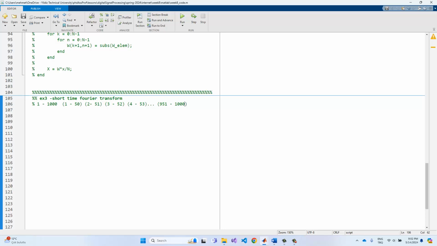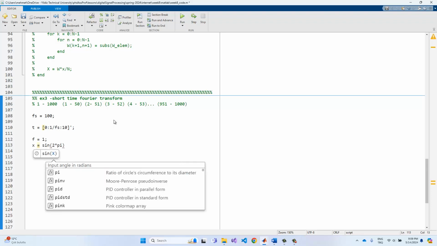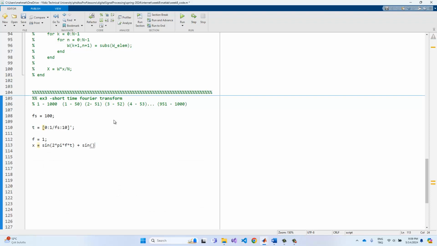But how can we do that? We need to give some basic pattern for this algorithm in here, and so this window must also be created in here, just like this one. So as always we do fs equals 100 and t, for example, 0 to 1 divided by fs, and 10. Okay, and f is equal to 1, and x is sin 2 pi f t plus sin 2 pi 5 f t. Okay, and so we can use the window type, but we don't need to use that because we create our own short time Fourier transform.